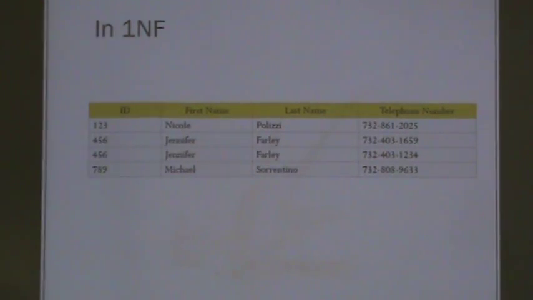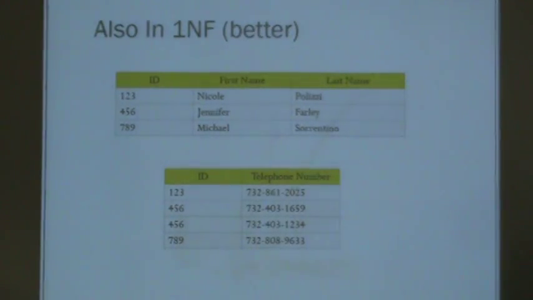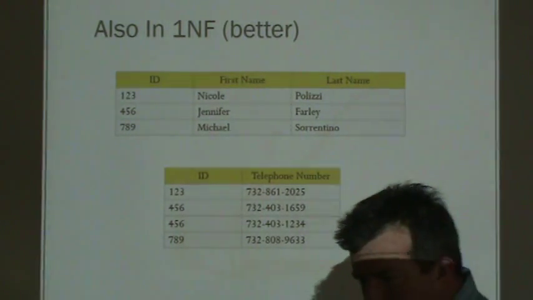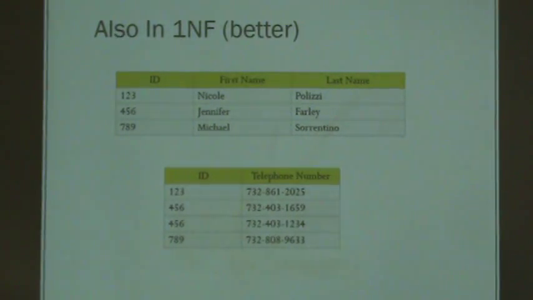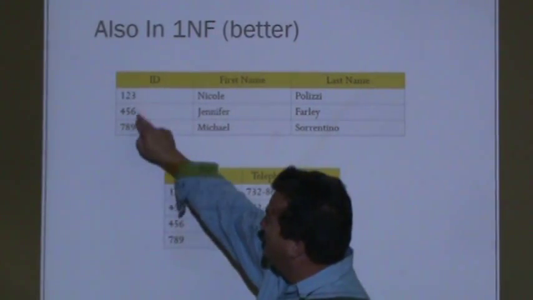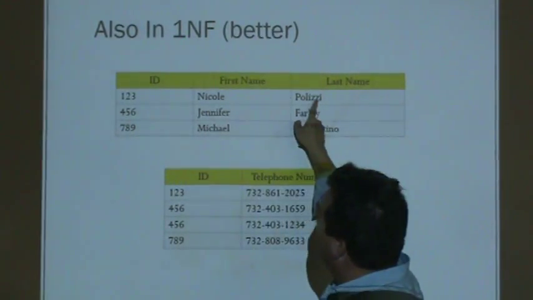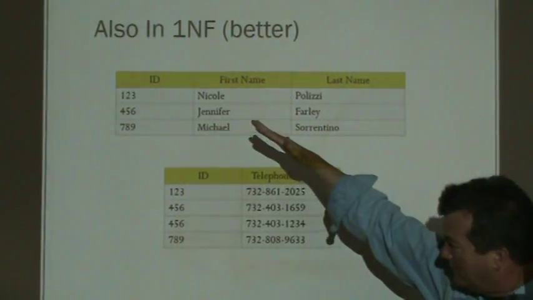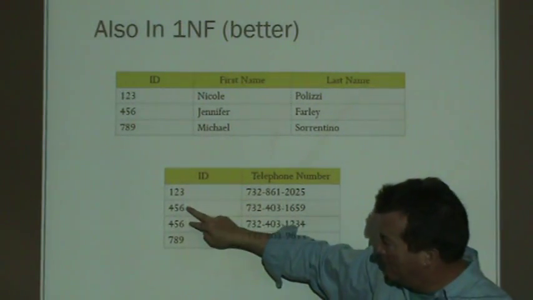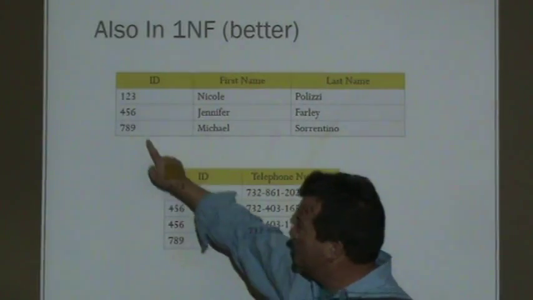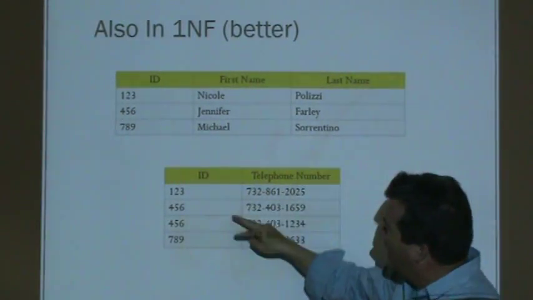Another way of doing this, which I think we argued on the first day of class would be a better way to do it, would be to have the IDs tell you who the first name and the last name is, have that be in a separate table, and then as people add phone numbers, just add phone numbers. So now this person 456 has 2 phones.